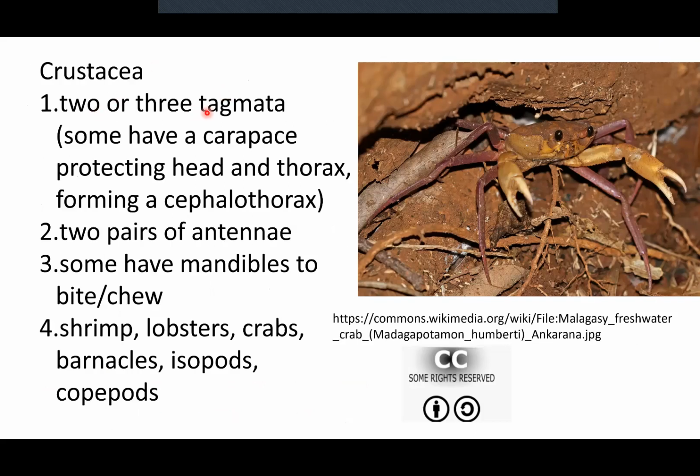Crustaceans have 2 or 3 tagmata. Some have a structure called a carapace, which protects the head and the thorax, forming a cephalothorax. They have 2 pairs of antennae. Some may have mandibles to bite or chew. And here we see the shrimps, lobsters, crabs, barnacles, isopods, or roly-polies, and the copepods. These words are too hard.